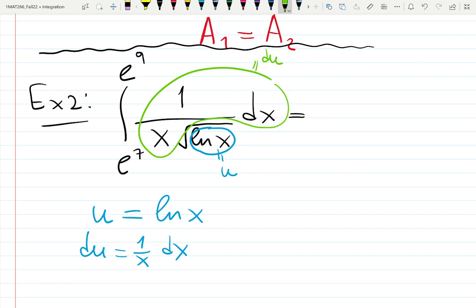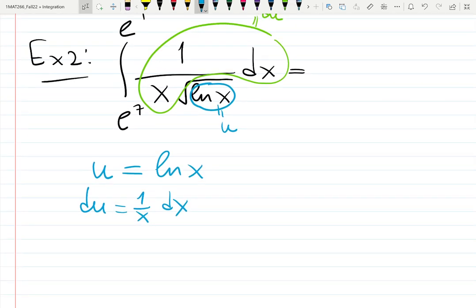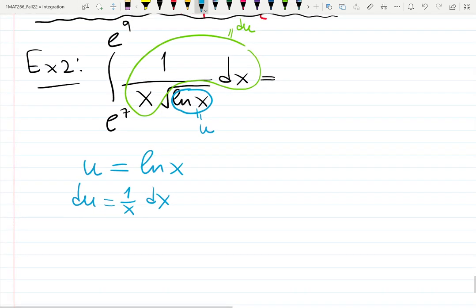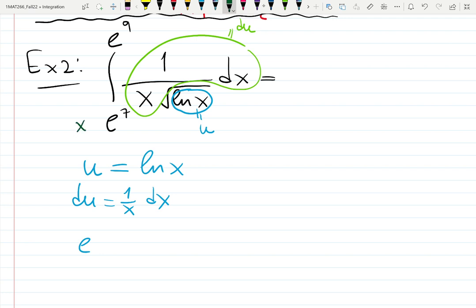Now, I will teach you again how to change limits of integration. And then after this, you can do it by yourself. Check this interesting notation. Remember, the integral is from A to B, right? So this is x. x is e to the 7, which is A, and x is e to the 9, which is B. So a nice short notation is: e to the 7 becomes.